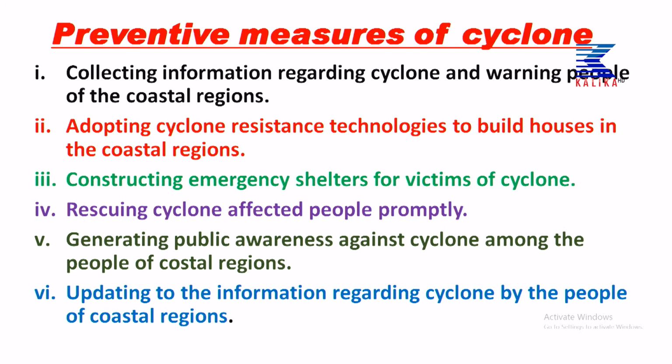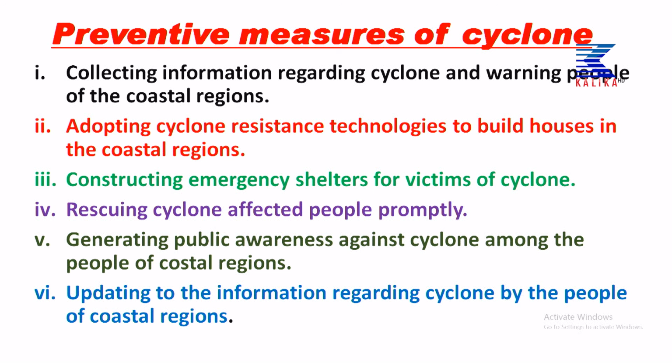Preventive measures of the cyclone. So how can we prevent the cyclone or how can we minimize the destruction made by the cyclone? We can do it in the following ways: collecting information regarding cyclone, warning people of the coastal area to evacuate the coastal area if there is a chance of occurrence of the cyclones. Adopting cyclone resistance technology to build houses in the coastal areas.